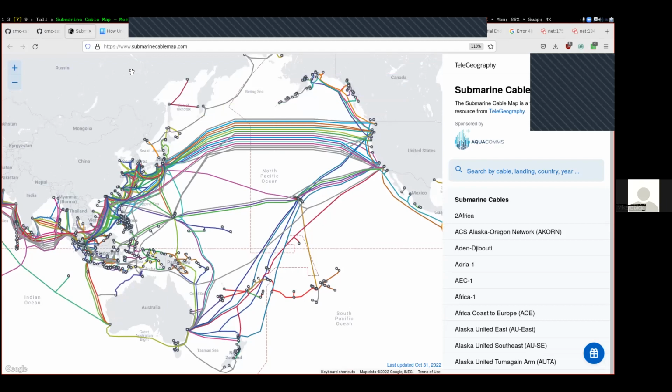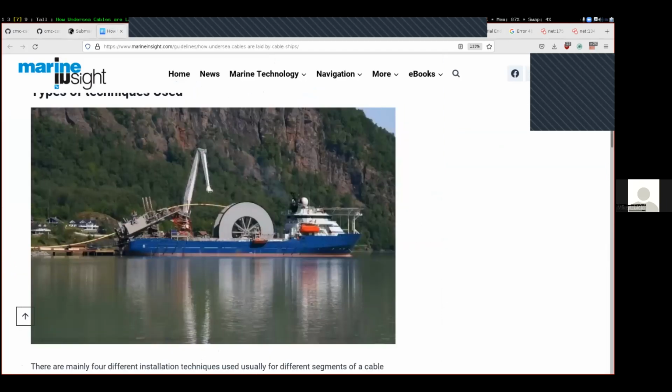Are they underground, or are they just floating in the ocean? Yeah, so we have some pictures here of how these cables get laid. They're just really big boats that have really big spools of cable on them that travel across, and then this cable sits on the bottom of the ocean.